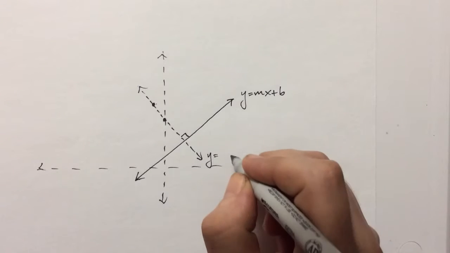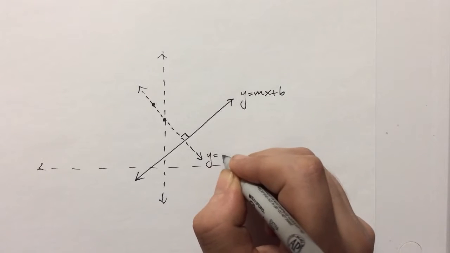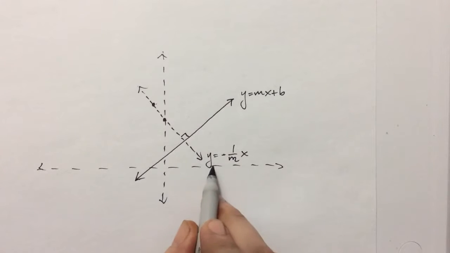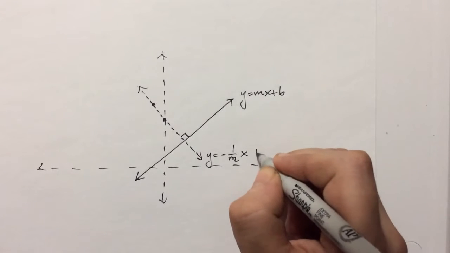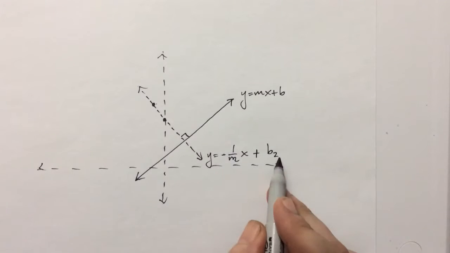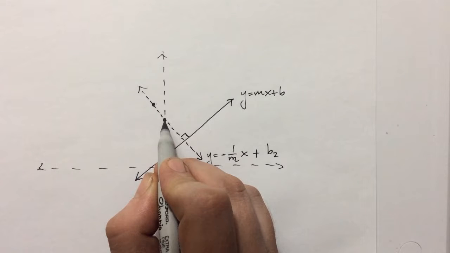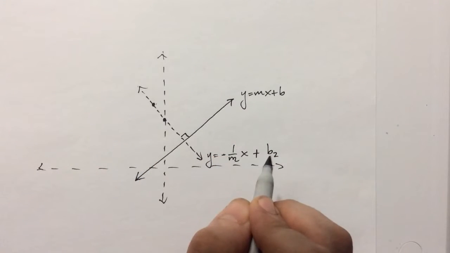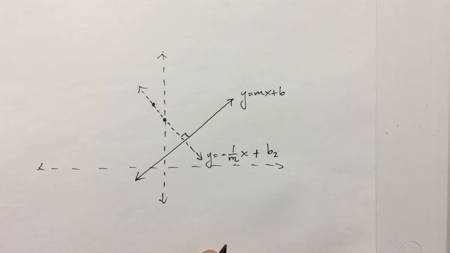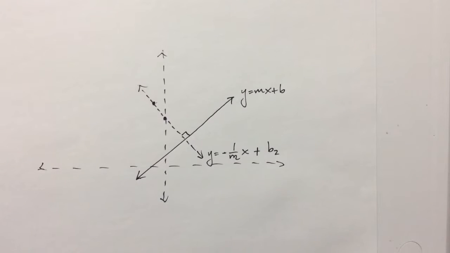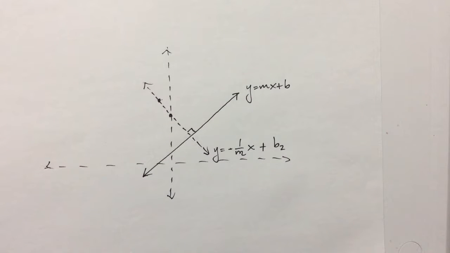So the slope of this perpendicular line is negative 1 over m. So I get negative 1 over m x, and then I'm just going to write plus b2. Okay, and how would I find this b2? I would find it by plugging in the coordinates of this point and the slope that I know, and solving for b2.